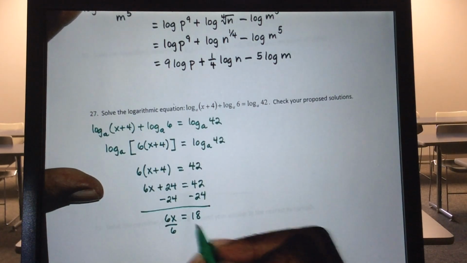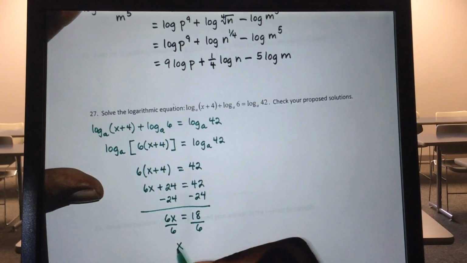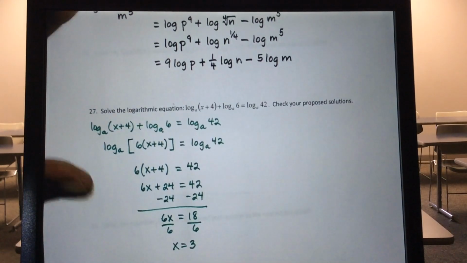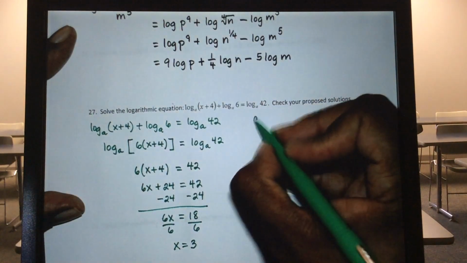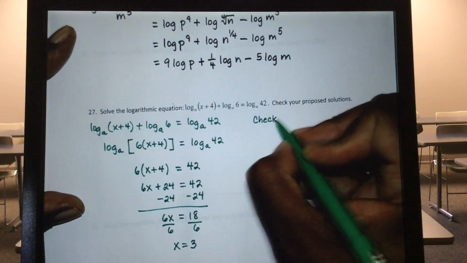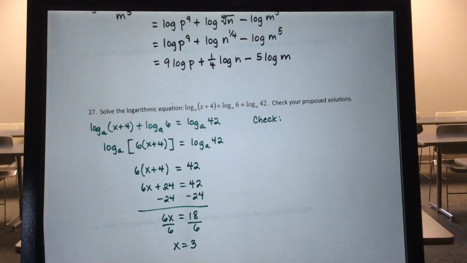And then divide by 6. X will be equal to 3. Now that's my proposed solution. In this case, I need to do the check. So here's how I do the check here. And you have to do the check, otherwise you'll be counted off for that if you fail to do so.